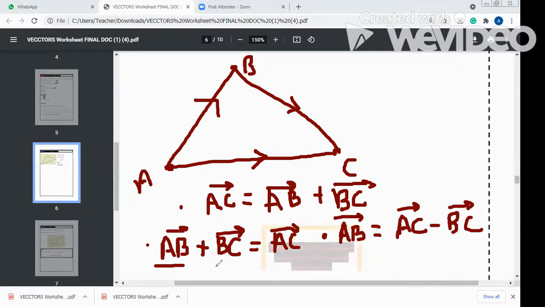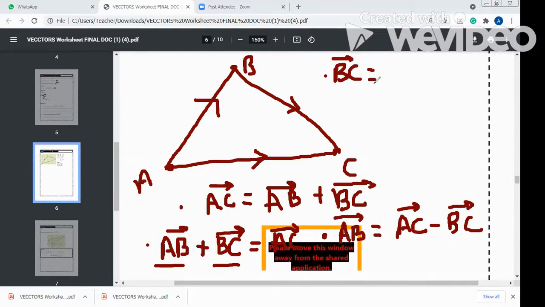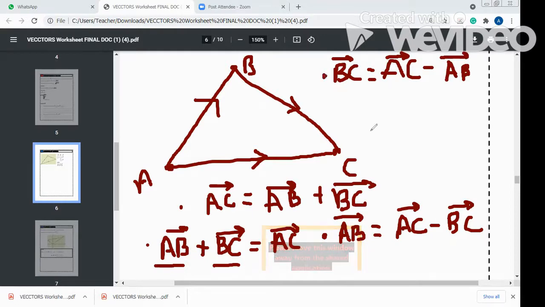Likewise, suppose you want the vector BC. Can somebody tell me what the formula is for vector BC? AC will come first, minus AB. All right, and I believe those are the two formulas at the bottom. Not true?